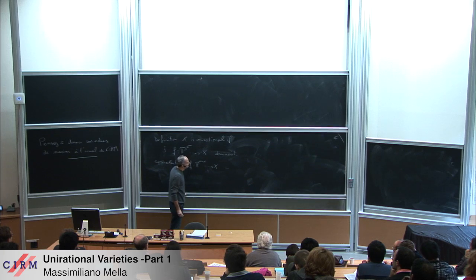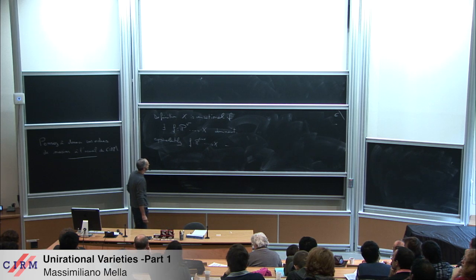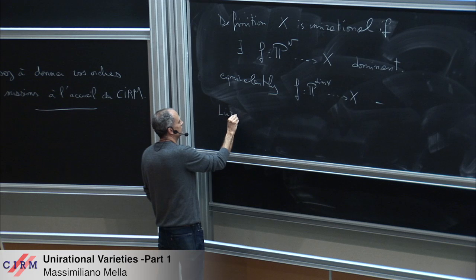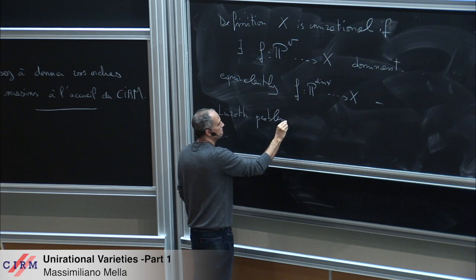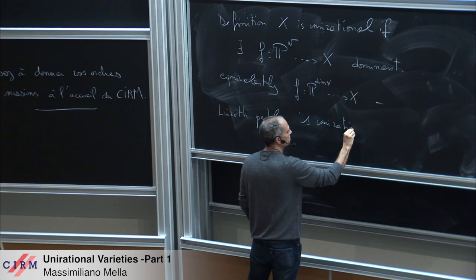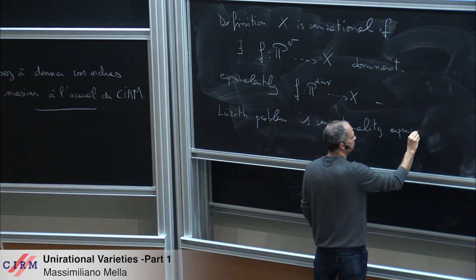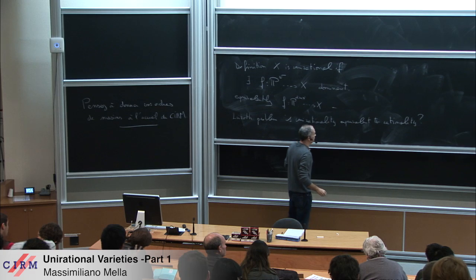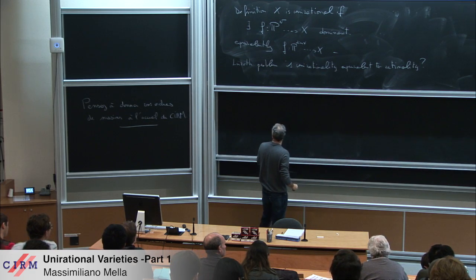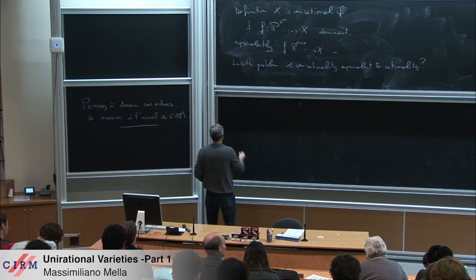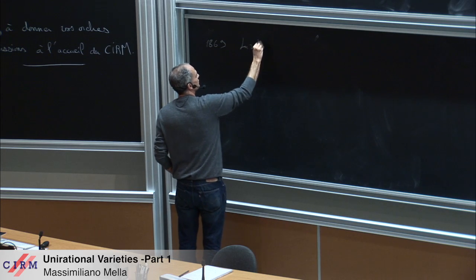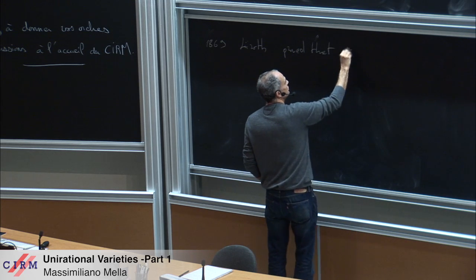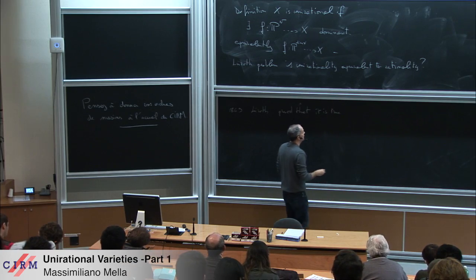That's a story that started very long ago. It is quite natural to ask if this is equivalent to rationality. This is what is called the Lüroth problem: is unirationality equivalent to rationality? It's called the Lüroth problem because Lüroth proved, in something like 1869, that this is actually the case, that it is true, when the dimension of X is 1, so when X is a curve.